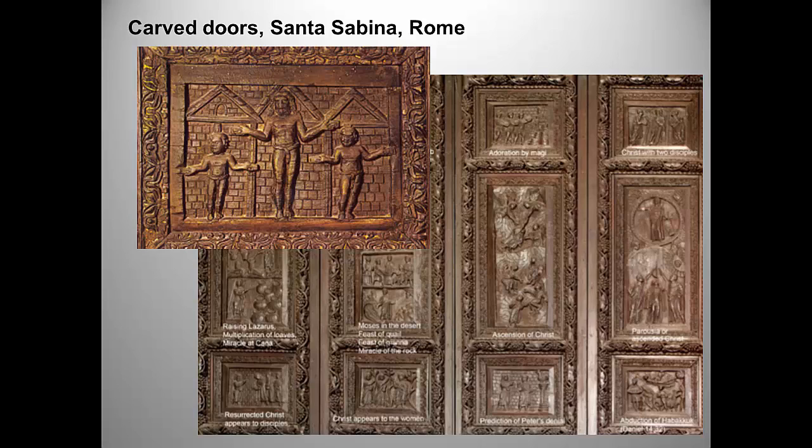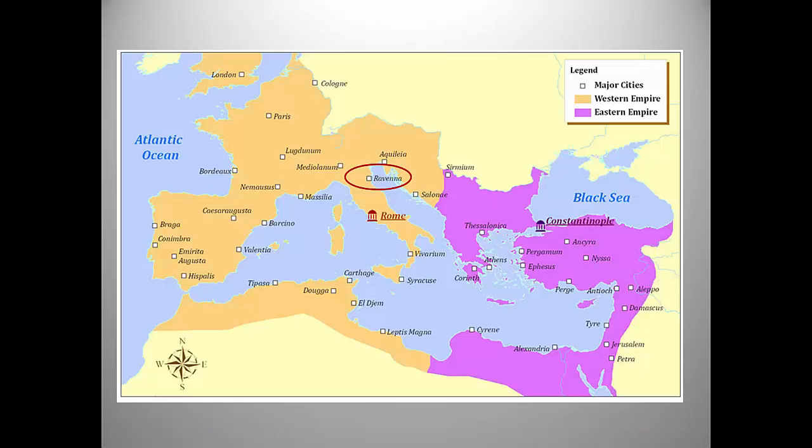Note that the doors are carved with stories, with narratives, although I realize it's hard to read the labels on the slide. From the very beginning, churches used art to tell the biblical narrative, especially important as we move into the early Middle Ages and literacy drops dramatically.